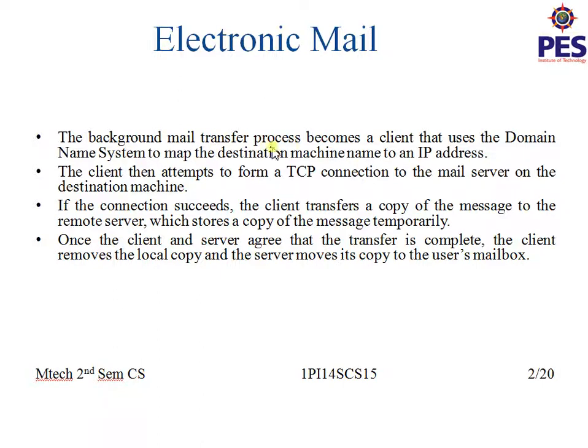The background mail transfer process becomes a client that uses the DNS system to map the destination name to an IP address. The client then attempts to form a TCP connection to the mail server on the destination machine. If the connection succeeds, the client transfers a copy of the message to the remote server, which stores a copy of the message temporarily. Once the client and the server agree that the transfer is complete, the client removes the local copy and the server moves its copy to the user's mailbox.